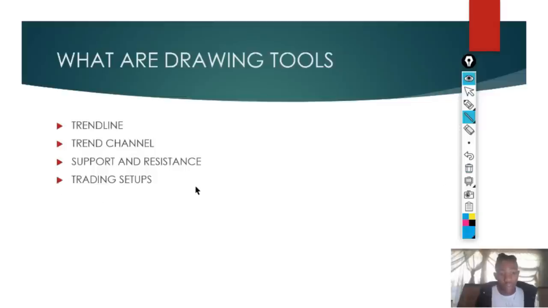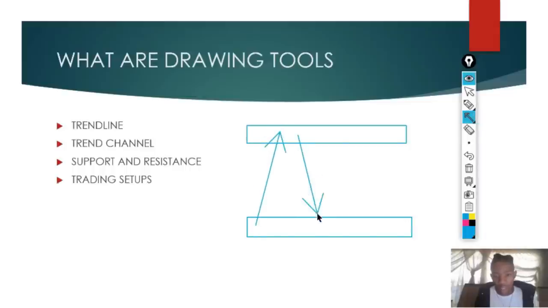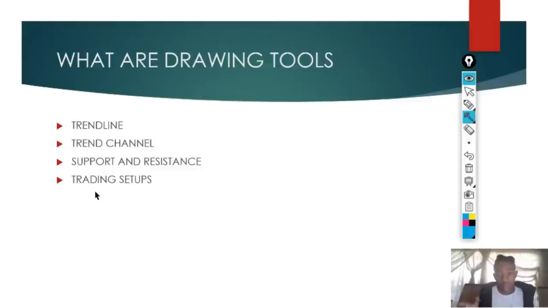Support and resistance was covered. And if you still need a recap, it's simple as understanding the setups here. So at the bottom, we have our support and resistance at the top. So it will be support, resist, supporting our trade, resisting, and supporting. That's what that is used for. And trading setups you're going to see as we continue with our lesson.